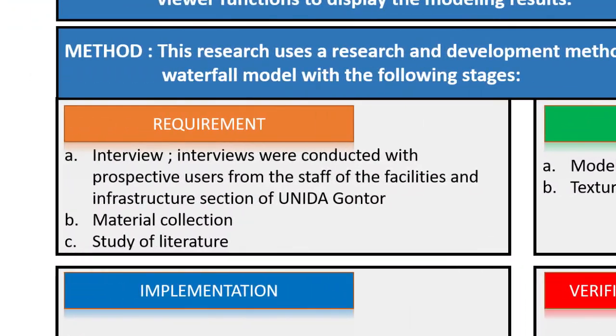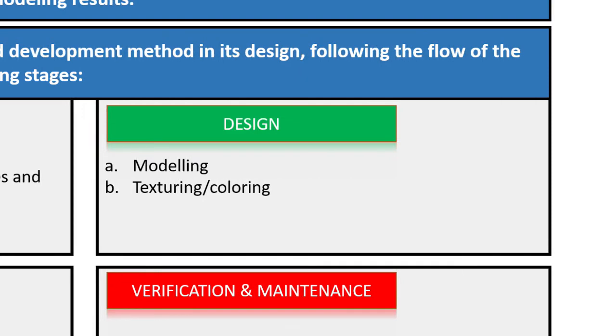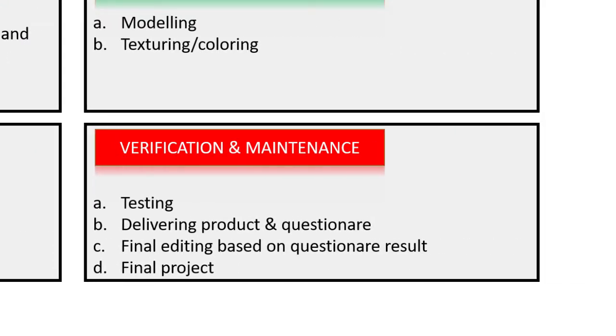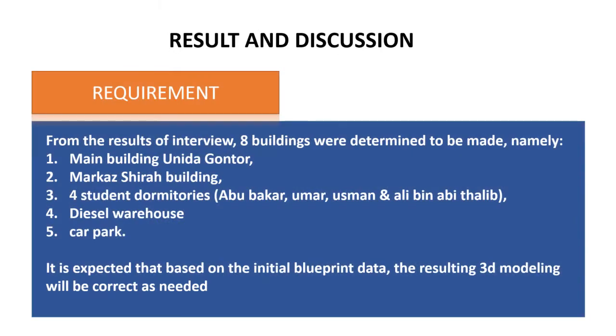First is requirement, containing an interview, material collection and study of literature. Design contains modeling and texturing or coloring. Implementation: rendering object and launch product beta. And the last, verification and maintenance, containing testing, delivering product and questionnaire, final editing based on questionnaire result, and final project. Result and discussion. Requirement.